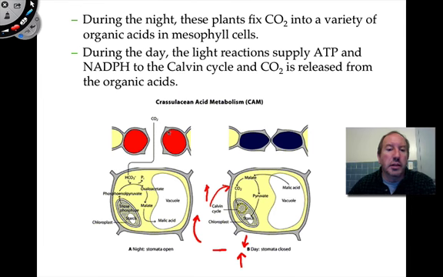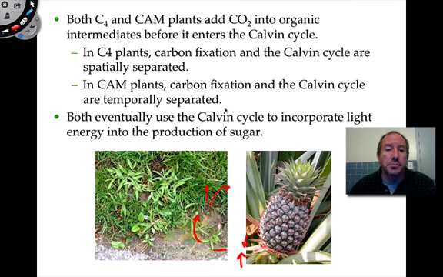So in the evening, at nighttime, the guard cells are open, CO2 comes in from the cactus, and it's incorporated in the vacuole into malic acid. Then in the morning, when they close their stomata because it's getting really warm, the carbon dioxide is released, and therefore they're able to photosynthesize during the day. Because during the day, that's when ATP and NADPH is being produced in the light reaction.